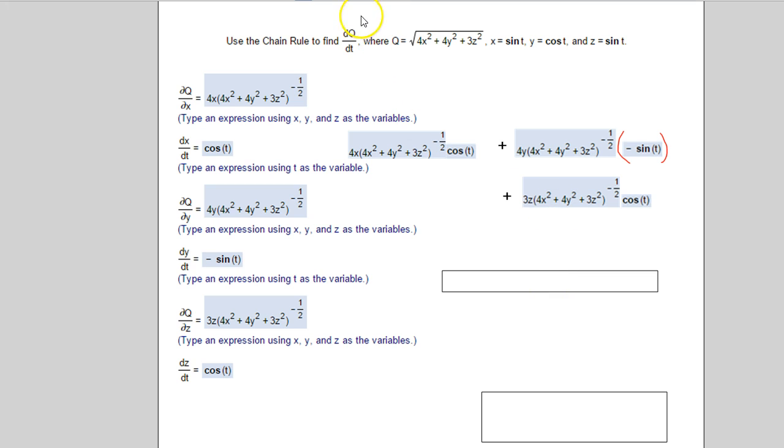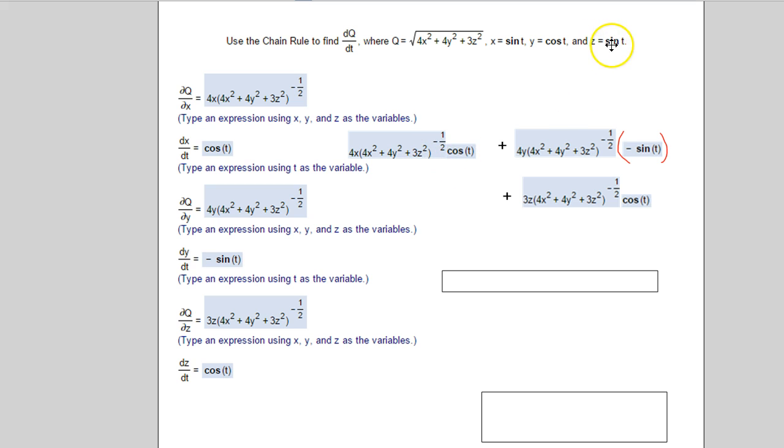Now all of these have this common (4x squared, 4y squared, 3z squared) to the negative 1/2 power. And because x is sine and y is cosine, 4x squared is 4 sine squared, 4y squared is 4 cosine squared, and we can factor the 4 out and end up with sine squared plus cosine squared, which is 1. So that just combines to a 4 in all of these.